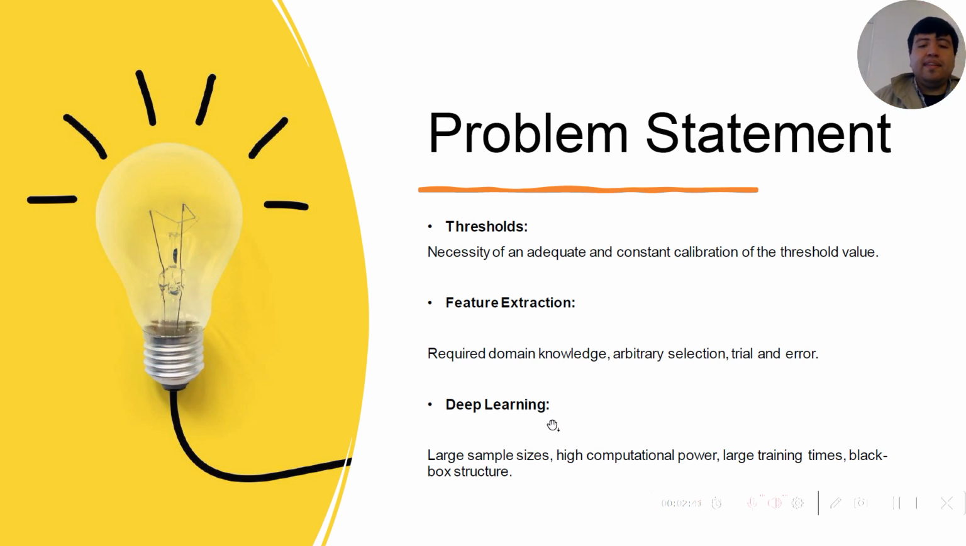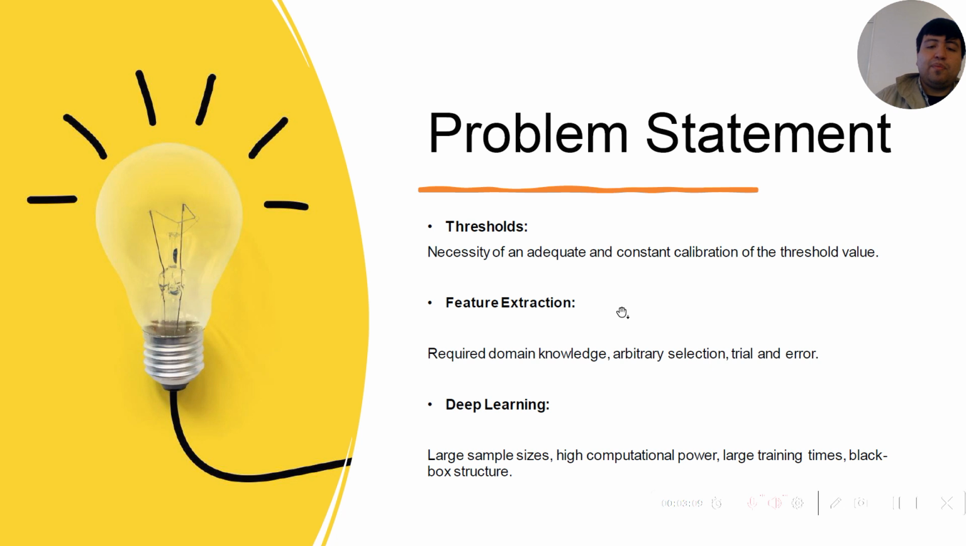And in the case of deep learning, you need large sample sizes, high computational power, and large training times. Also, these deep learning techniques, for instance, convolutional neural networks, are considered black boxes. So if you want to understand the relationship or the mechanisms by which the algorithm is making a classification, it's quite complicated due to the complexity of these models.